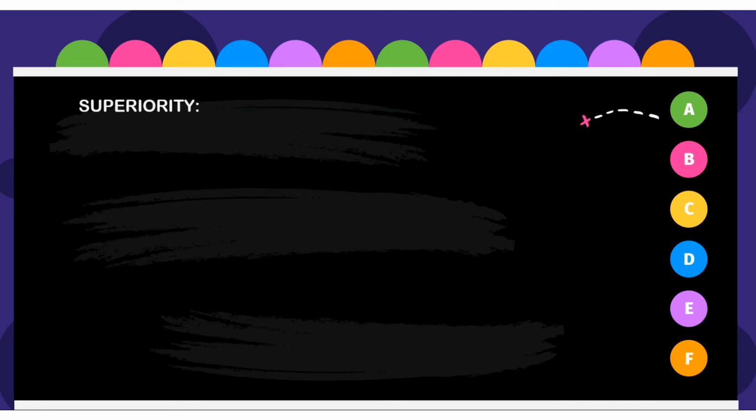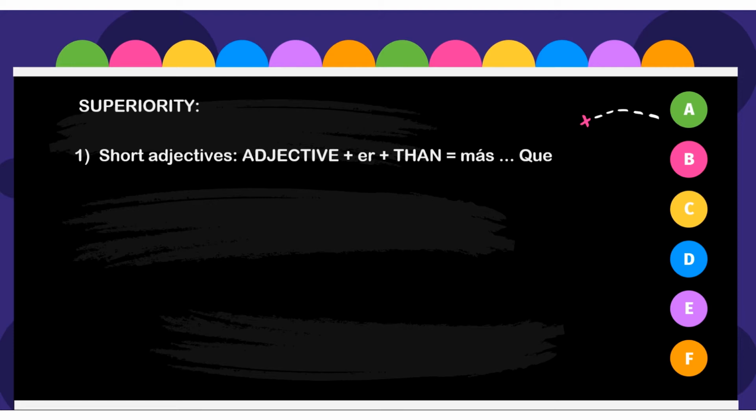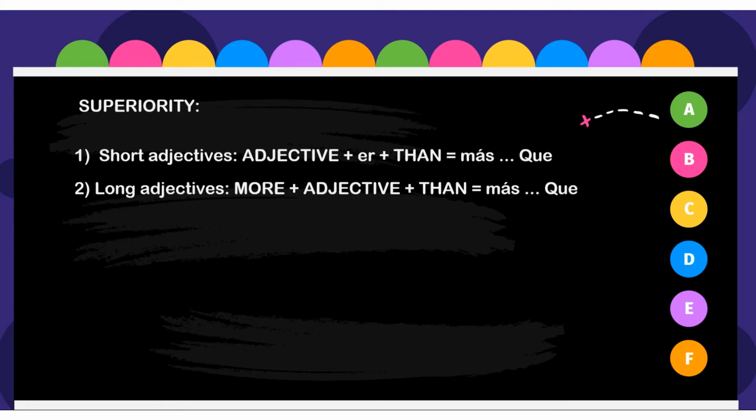Let's continue. Superiority. Short adjectives. Adjective plus er plus than, más que in Spanish. When you talk about short adjectives, you are talking about adjectives that have only one syllable, like tall, or short. That's why you call them short adjectives. Also, you have long adjectives like comfortable, beautiful, because they have more than one syllable. And you're going to use more plus adjective plus than, más que in Spanish.